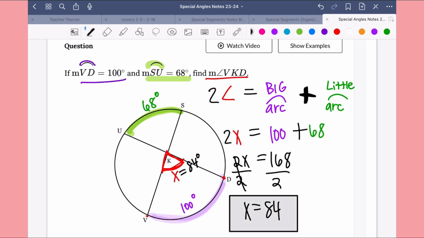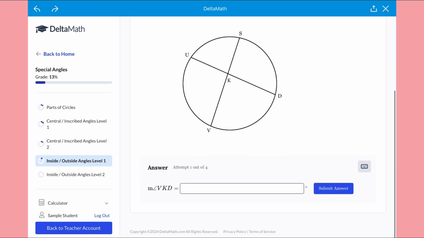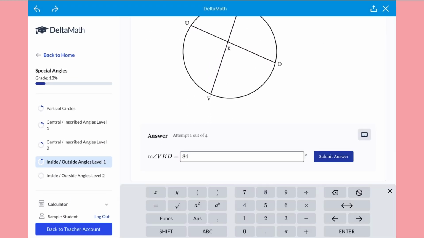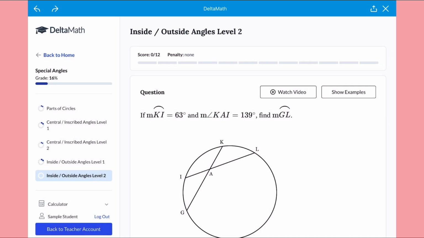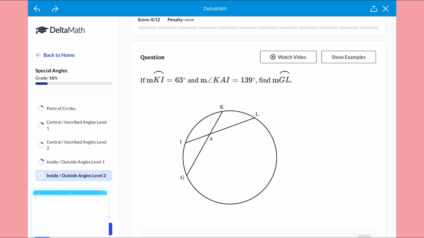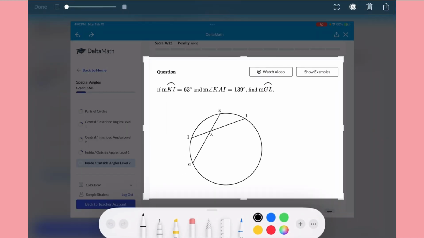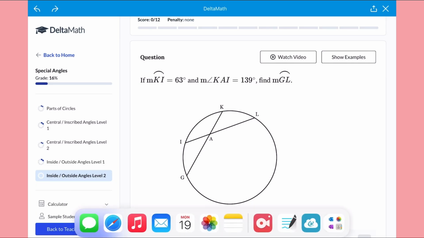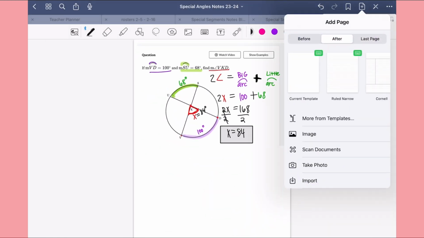Okay, there's some level 1 questions. Let's do level 2 so we can turn this in. All right, level 2. This is an inside angle that they're giving us here. Okay, how do I know it's an inside angle? The vertex is where? Inside.